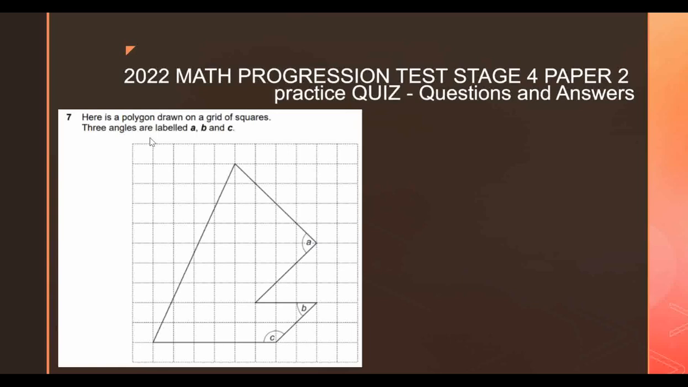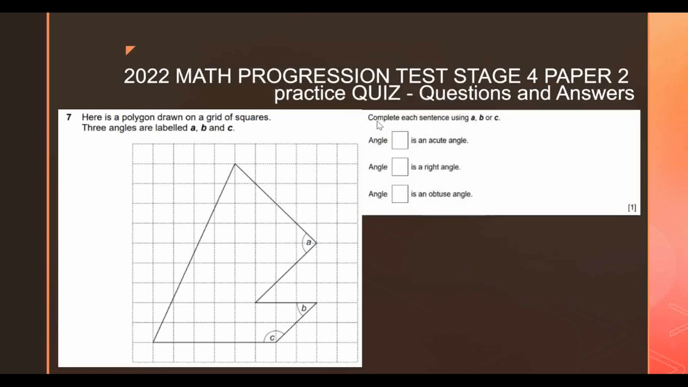3 angles are labeled A, B, C. Question. Complete each sentence using A, B, or C. Angle something is an acute angle. Angle blank is a right angle, and angle blank is an obtuse angle.